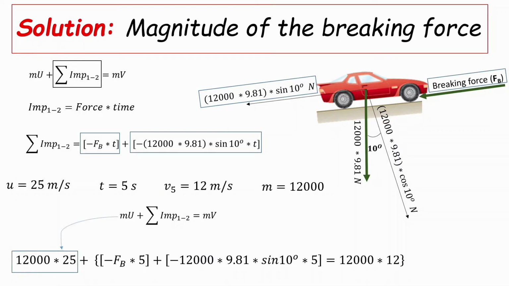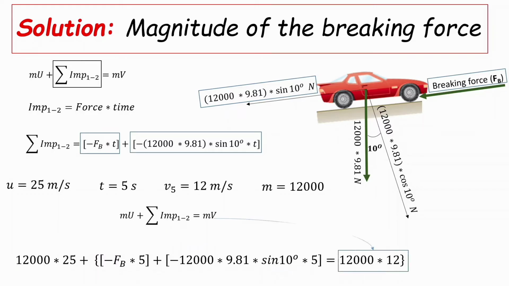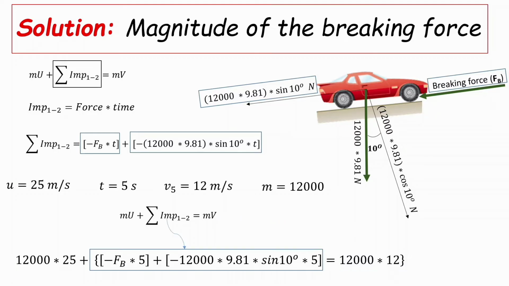We have the part for initial momentum, which is mass times initial velocity. We have the part for the total impulsive force, which we estimated earlier. And we have the part for the final momentum, which is the mass times the final velocity, as at when the time was 5 seconds. Note that in the place of time, we've put 5 seconds in the impulse component.